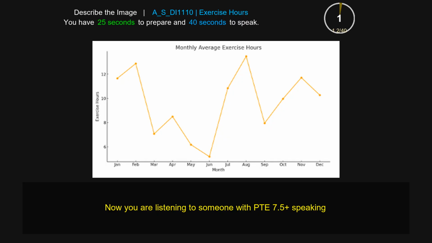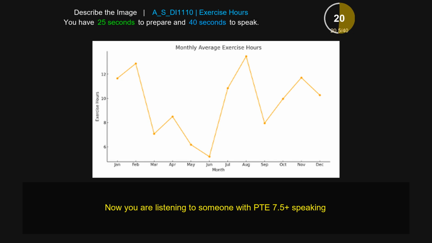The given line graph provides information about monthly average exercise hours. From the picture, it can be clearly seen that the x-axis represents months from January to December, while the y-axis represents exercise hours. Similarly, in the January month, the monthly average exercise is up to 11 hours, while the June month has the lowest monthly average exercise, which is only 5 hours.